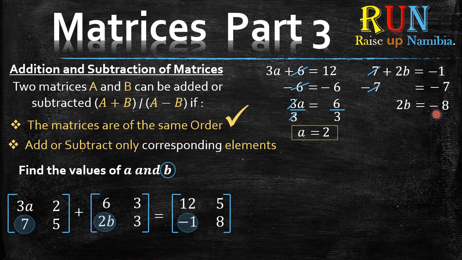negative 8. Okay? So on the left-hand side, we'll be left with 2B. And on the right-hand side, we have negative 8. Now, we are not looking for 2B. We are looking for B. So we have to divide both sides by 2 so it can cancel out on the left-hand side. Okay? So what is our answer to B? B equals negative 8 divided by 2, which will give us negative 4. And that's your final answer. Okay?